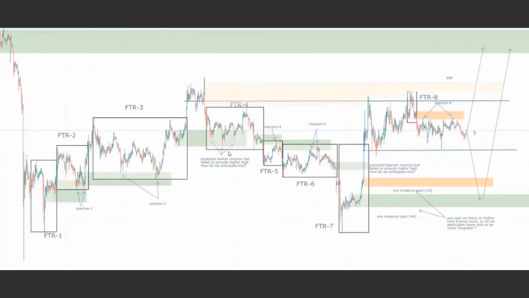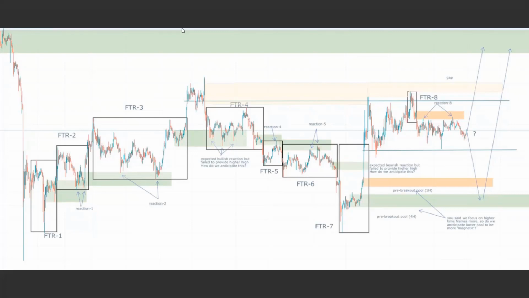Expected bullish reaction, but failed to provide a higher high. How do we anticipate this? Well, you can never truly know whether or not a level is going to hold. As I say, it's all about playing the probabilities and taking trades with favorable risk to reward. But one clue here that buys are weak is simply the length of time for which price sat on that level.